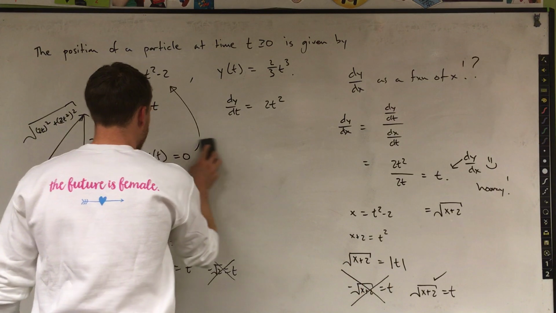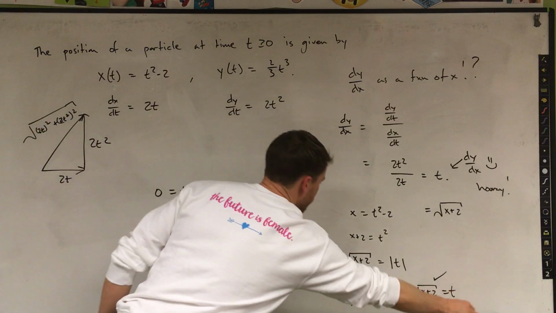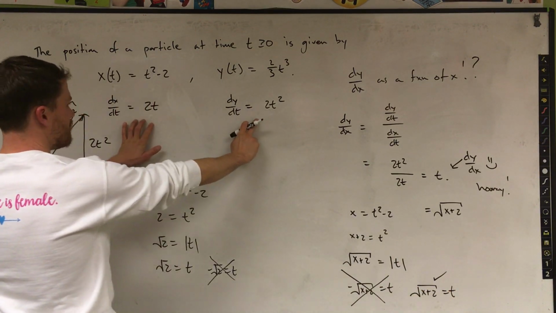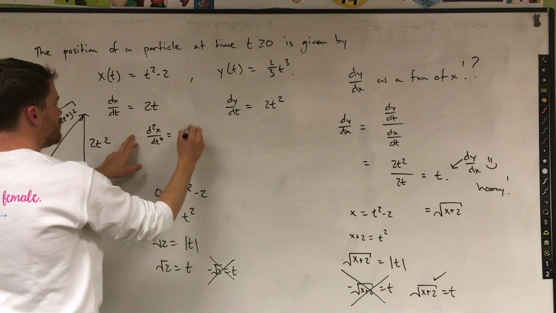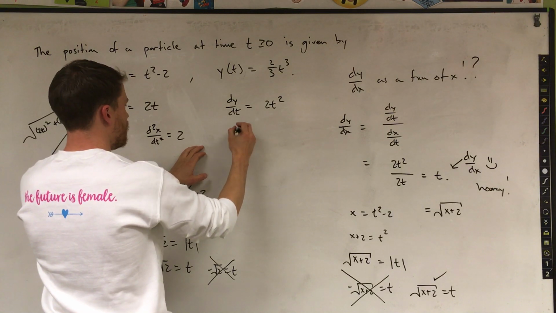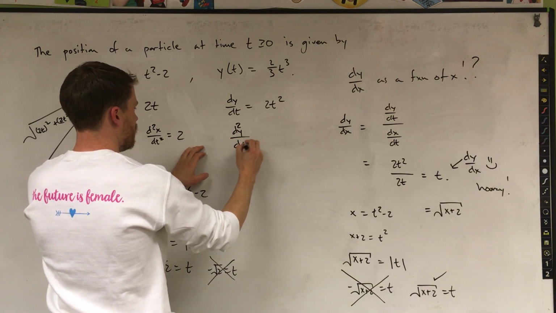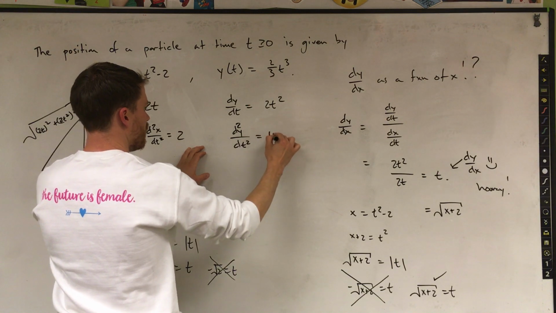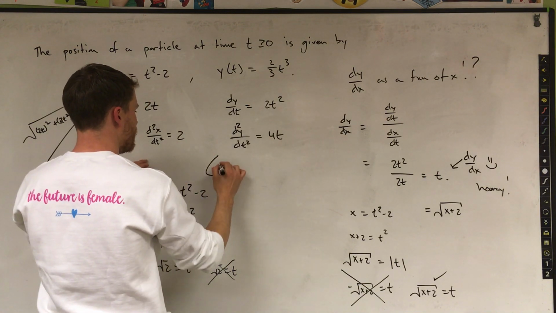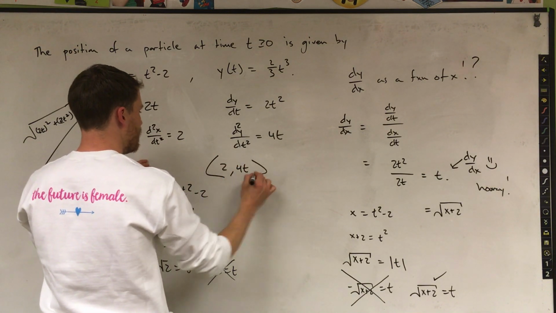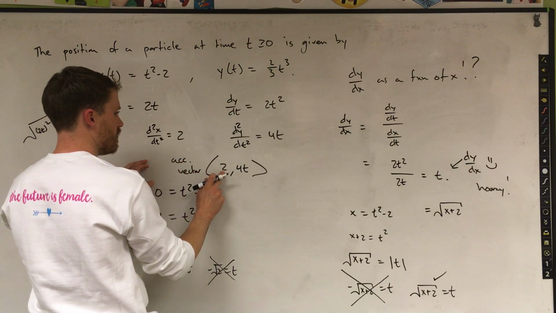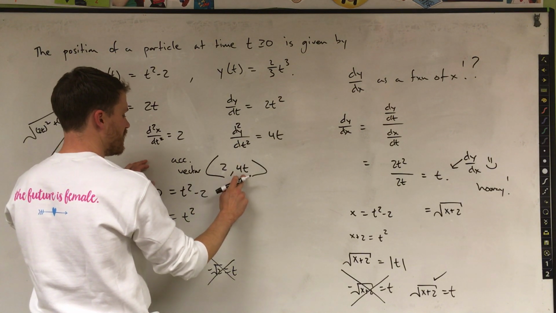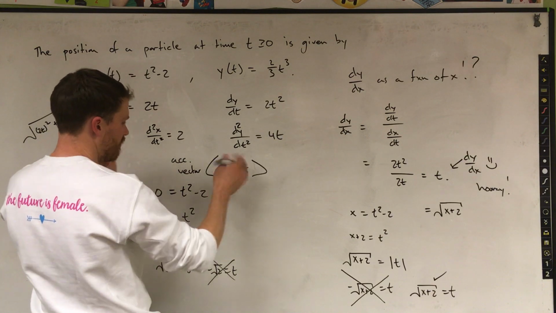First of all, I better find my acceleration. Here's my velocity vector. So my acceleration vector, d2x/dt squared, should be 2, and my vertical acceleration should be 4t. So my acceleration vector in general is 2, 4t. Constant horizontal acceleration, non-constant but linear vertical acceleration.